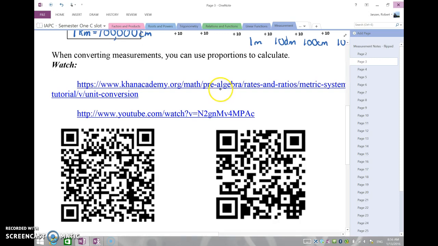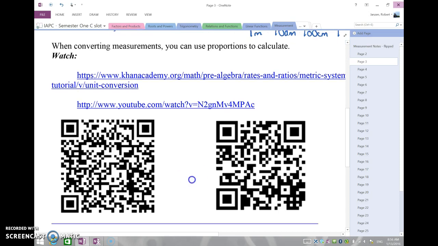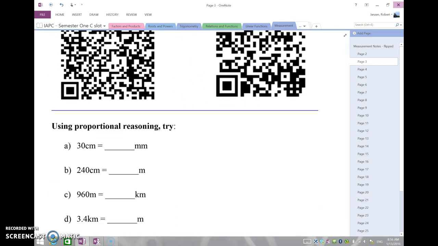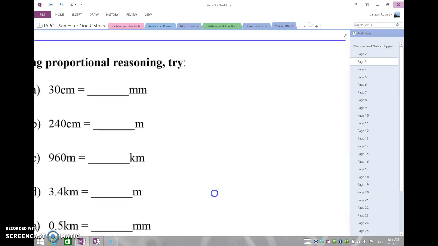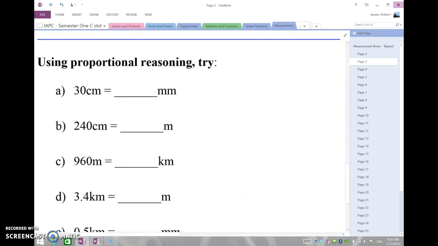By the way, I would watch these other videos. They also show some other things you may want to use when you're making your conversions. But let's take a look at these examples here. So it says use proportional reasoning. I'm going to show you how to use proportions.